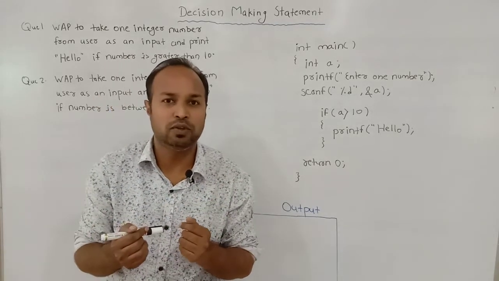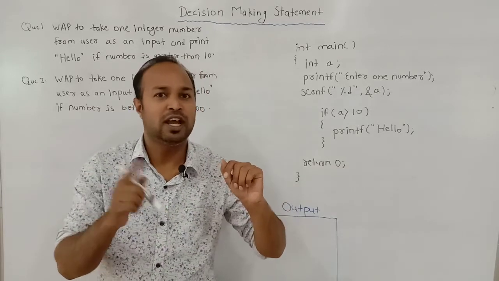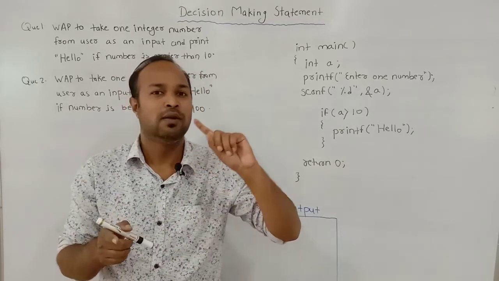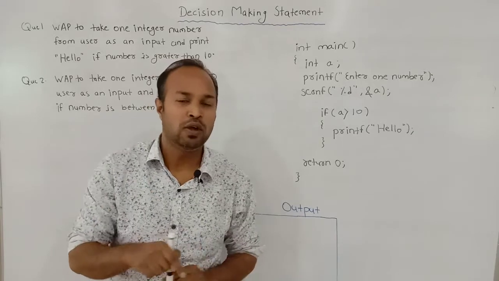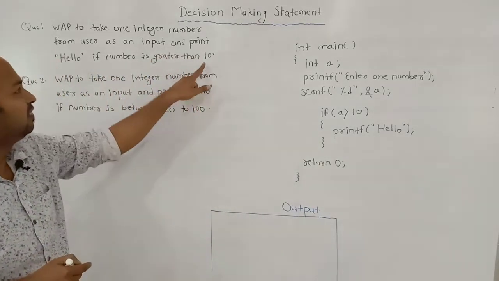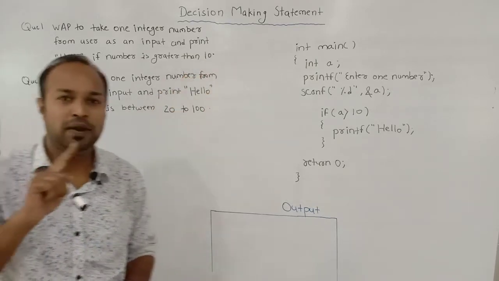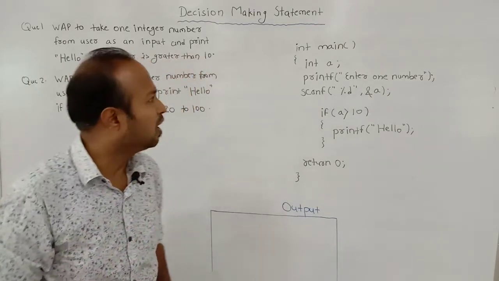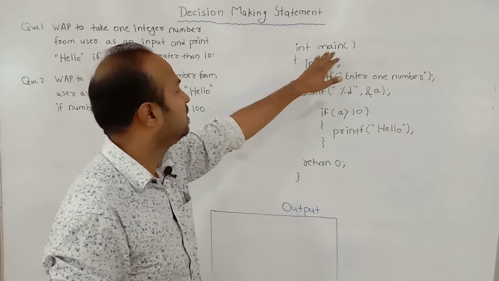For example, if the user enters 20, we will print hello. If the user enters 50, we will print hello. But if the user enters 5, which is less than 10, we will print nothing. So let's check the program. First of all, we will write int main.